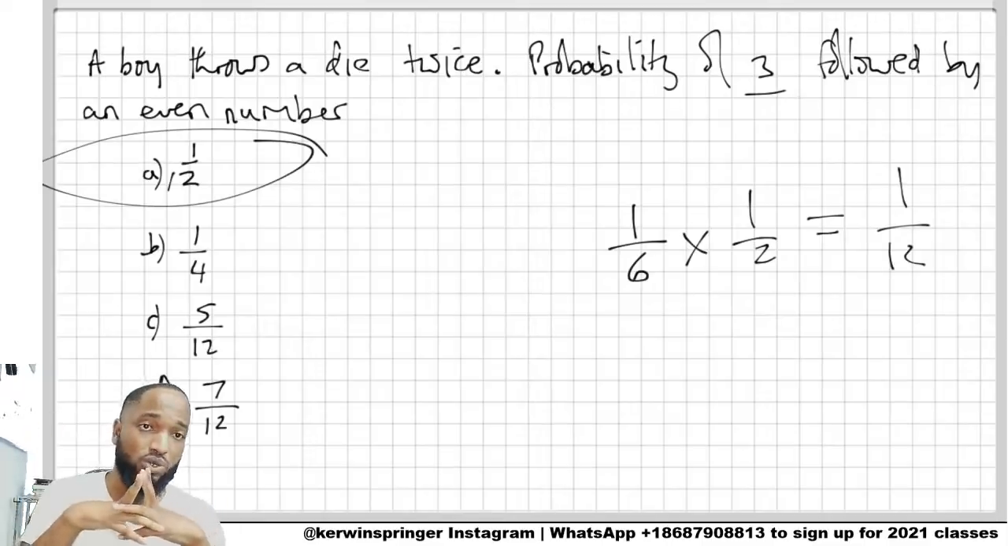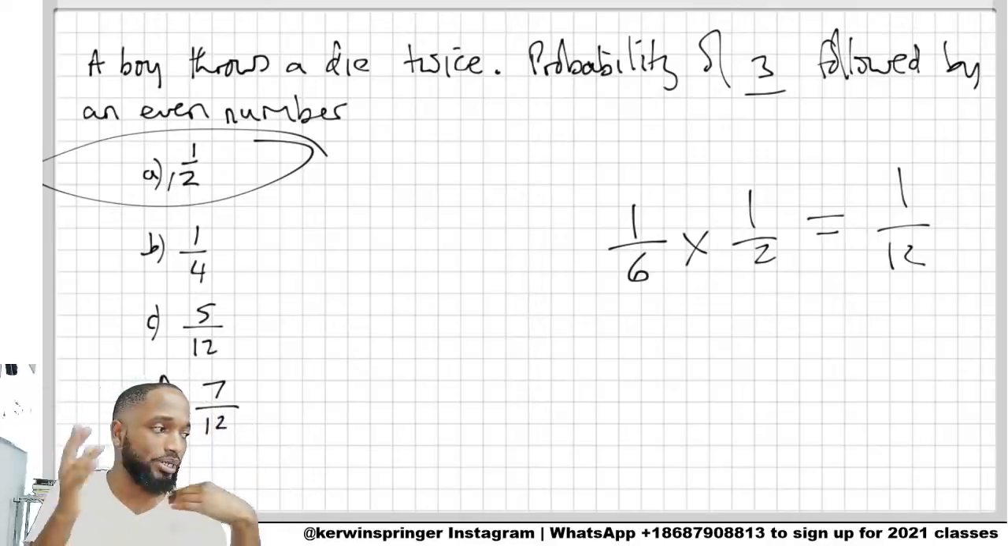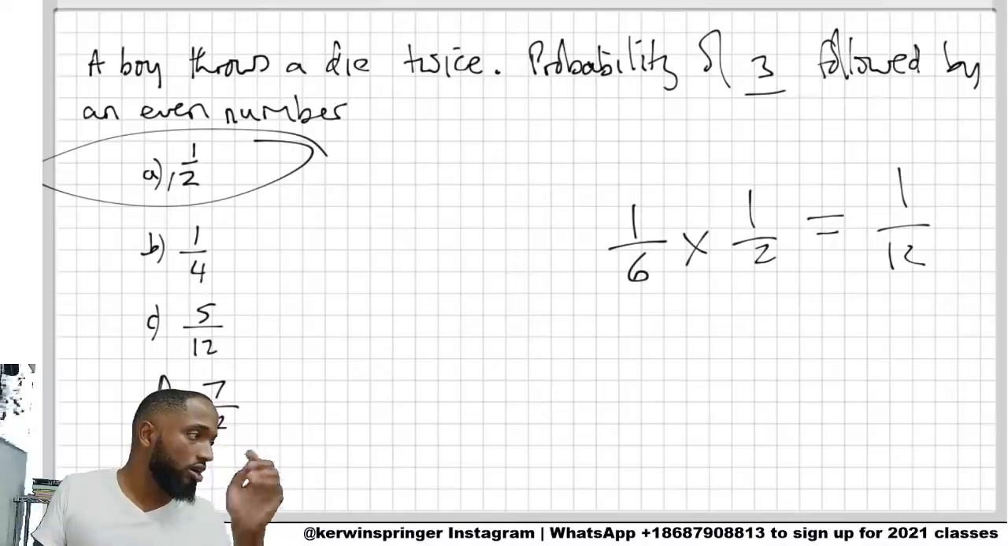That's how this goes. So if you have a probability of something and then a probability of the next thing, you just multiply those 2 probabilities by each other and roll out.